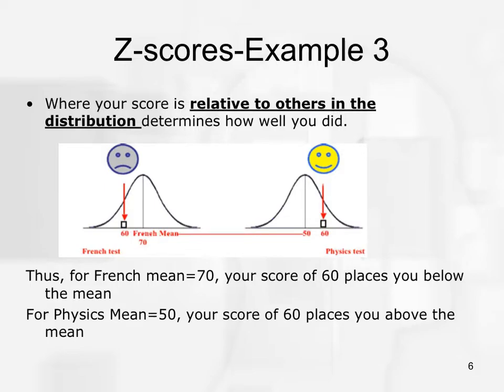However, with the French test, you had a score of 60 and the mean was 70. So that score of 60 placed you below the mean, so you should be unhappy with that score.